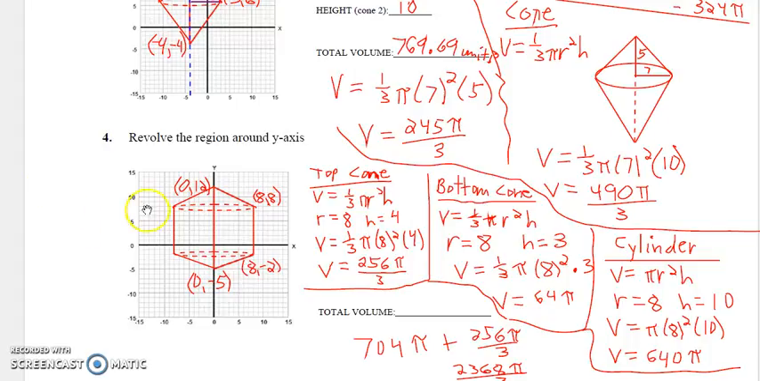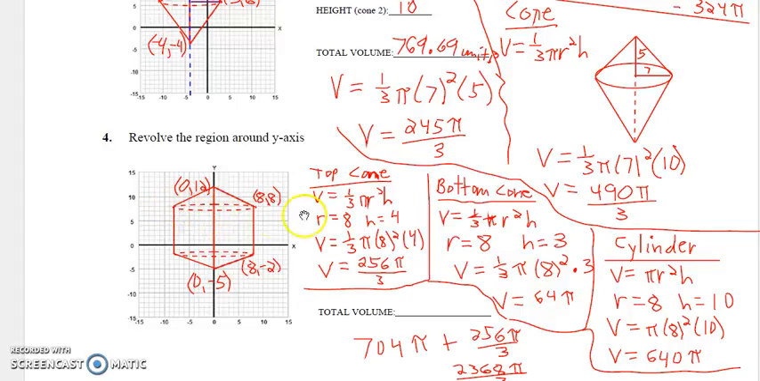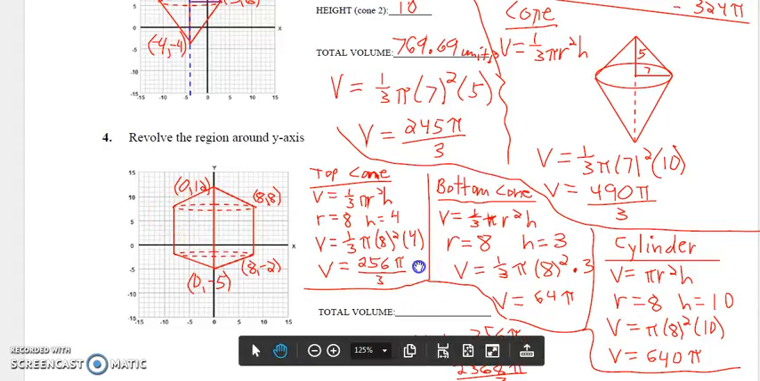The height of the top cone is 4, it's from here to here. The height of the bottom cone is a little bit shorter, it's 3 from here to here. And the height of the cylinder is just the distance between where we drew in those 2 lines, here to here. So you can just count here up is 10. I calculate, and then I add all of those up to get the total volume.